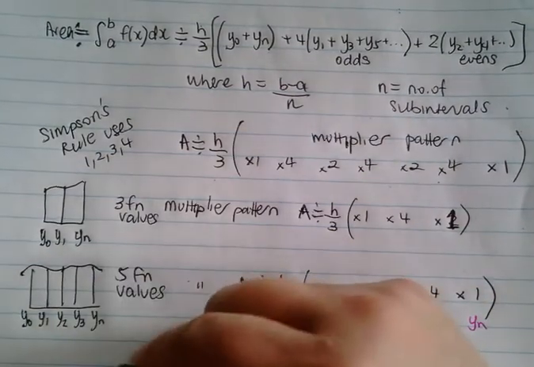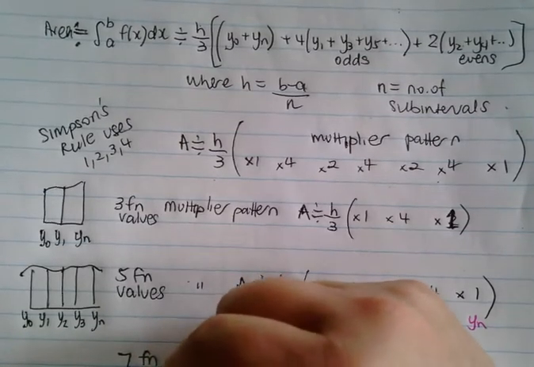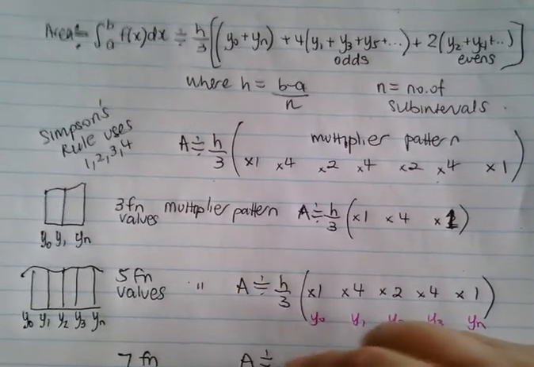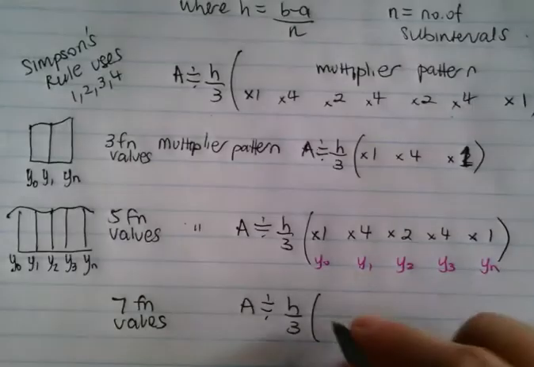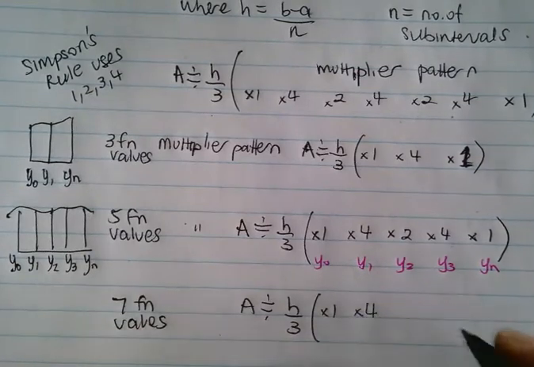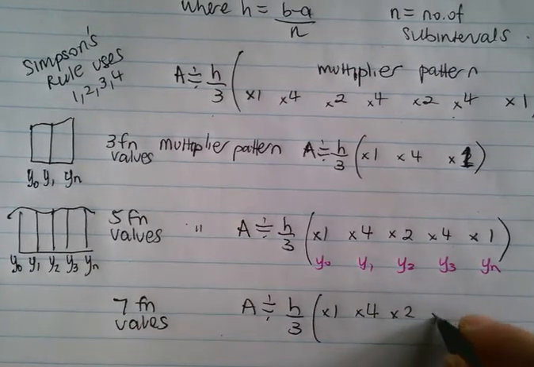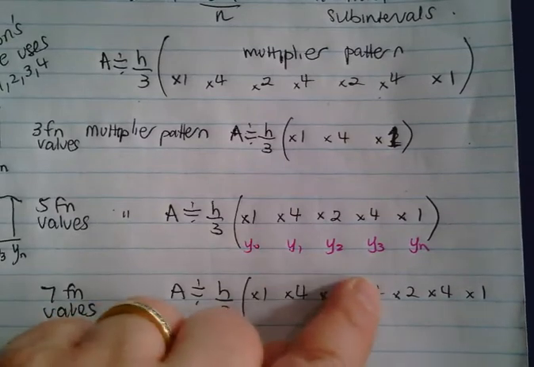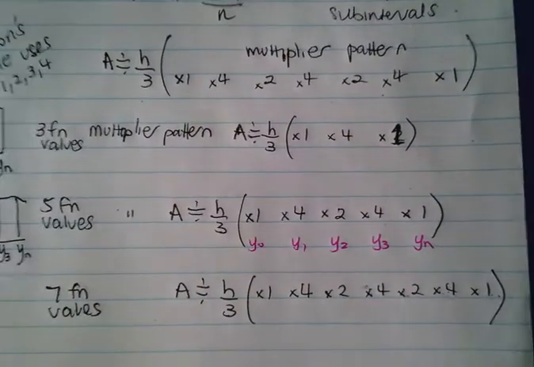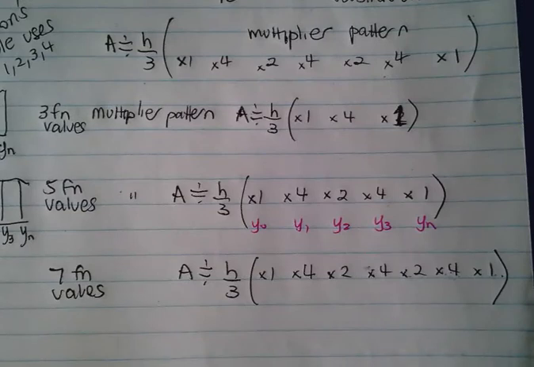So you tell me for 7 function values what the multiplier pattern is. A is approximately equal to h on 3. Go. 7 function values. 1, 4 has to come next. What's next? 2, 4, 2, 4, 1. You keep alternating. So how many have I got? 1, 2, 3, 4, 5, 6, 7. That's the multiplier pattern for 7 function values. And I'm sure you'd know the multiplier pattern for 9: 1, 4, 2, 4, 2, 4, 2, 4, 1.